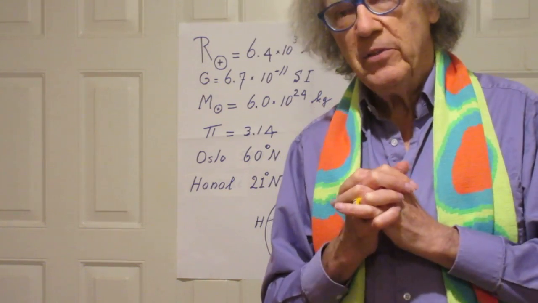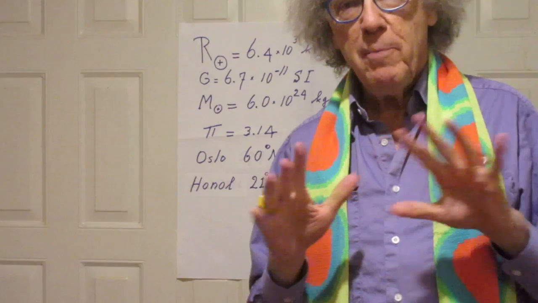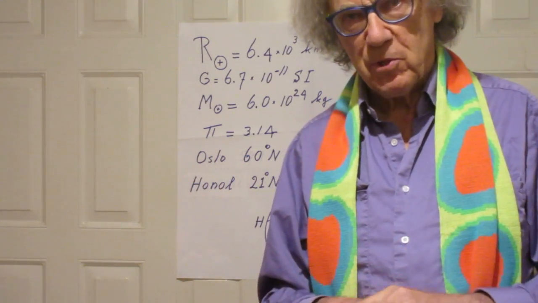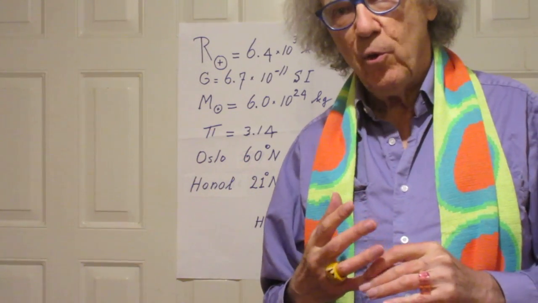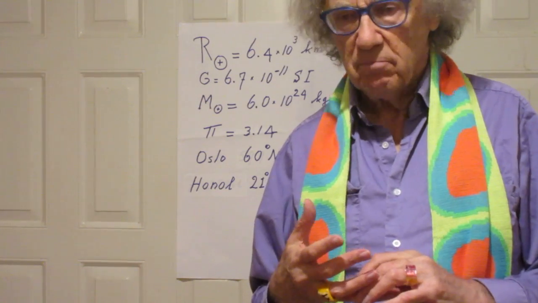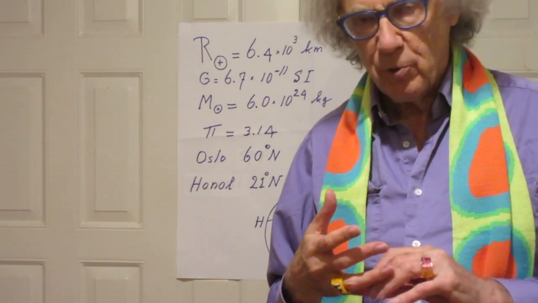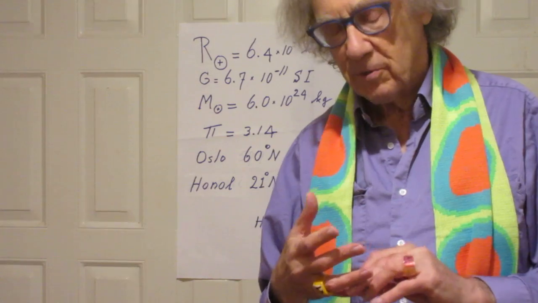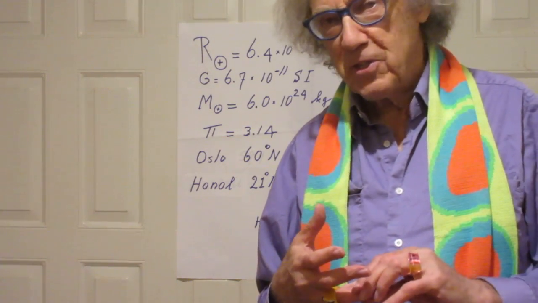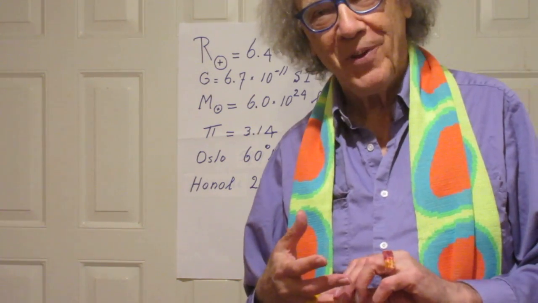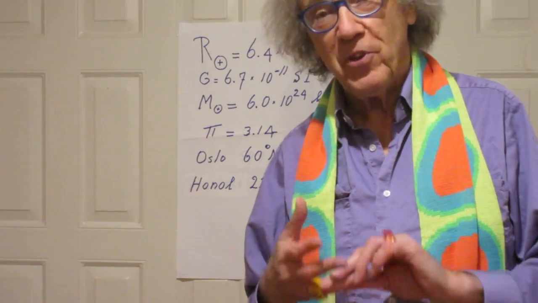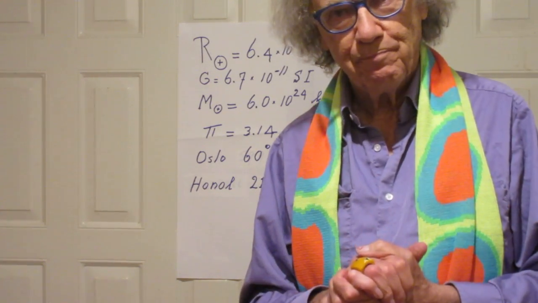We can calculate this time if we make some simplifying assumptions. One is that the Earth is a perfect sphere. That's very close to the truth. Second, which is not so close to the truth, that the density of the Earth is the same everywhere.